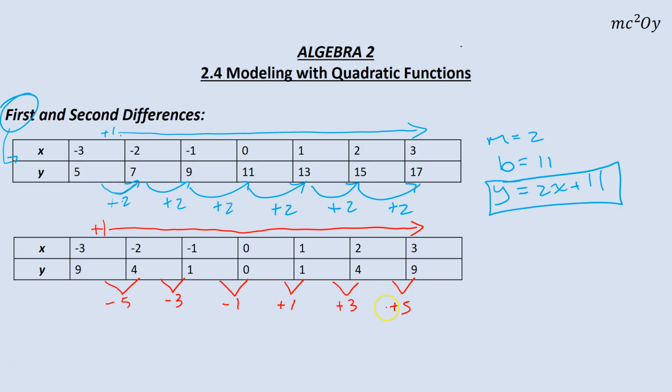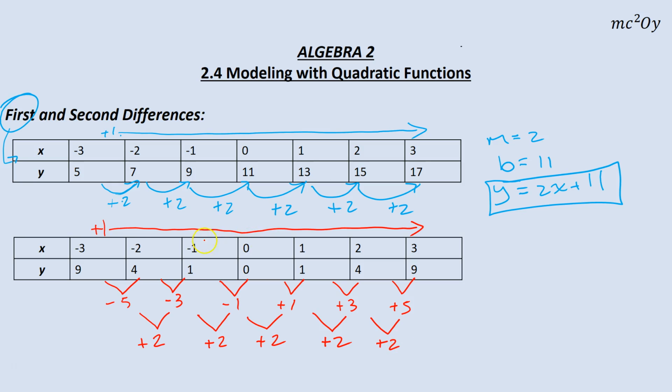Difference here is plus 2, plus 2, plus 2, plus 2, and plus 2. This is a second difference. And hopefully this pattern wasn't tough to figure out. I mean, look, you're squaring x every time.